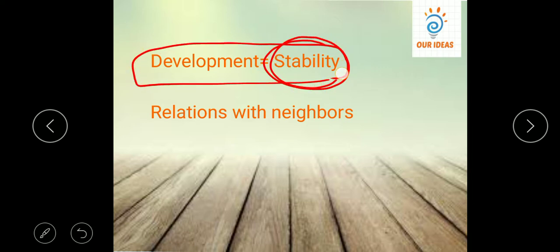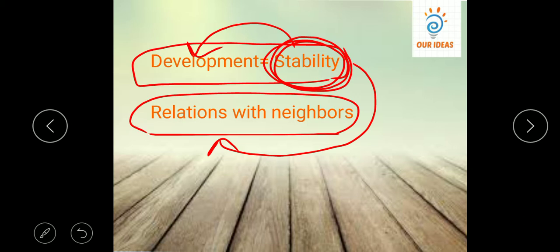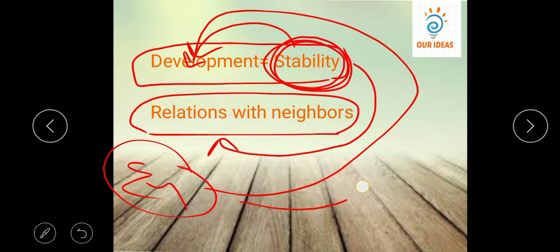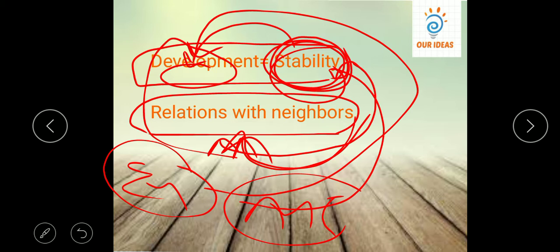There is another factor: development equals stability. It means if a region has stability, then development comes. How does stability come? Through relations with neighboring countries. If we see the example of Europe, most countries are developed. Why? Because there is stability and good correlation between the countries, and there is also the European Union, a good union between them. And where there is no development, that is the Middle East. If we see Iraq, Syria, they are all backward countries. What is the problem? There is no stability and no good relations. Saudi Arabia and Iran have no good relations. So what happened? Lack of development. Although the countries are rich enough, there is no stability in the region.